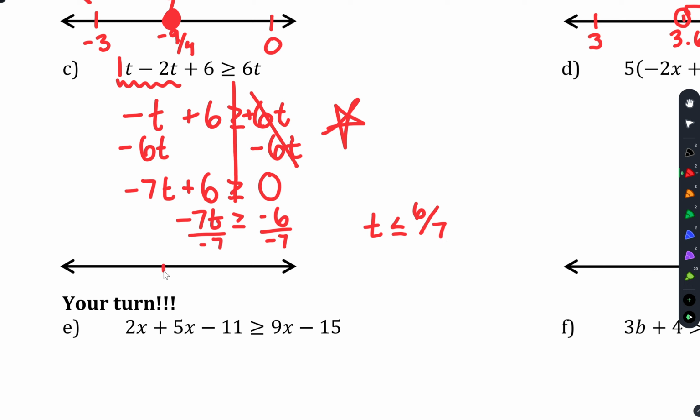All right, put it in the middle. A number bigger is like 1 and a number smaller is 0. I'm going to have a closed circle this time because I've got that equal sign. And it says t is less than or equal to, so I'll face my arrow to the left. Any questions on that?